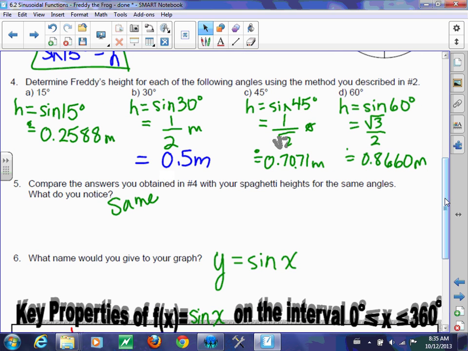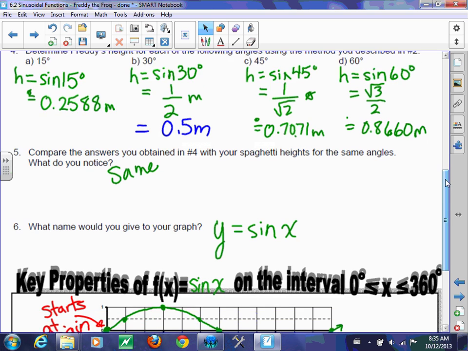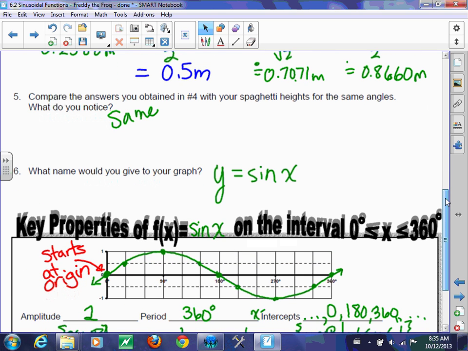Okay, compare your results with your spaghetti heights, and what should you notice? You should notice they're the same. And you're going to say, hey, Ms. R, that was a fun activity, but why the heck did we do that? We did this to introduce one of your basic or parent functions of this unit for sinusoidals, and it's called y equals the sine x curve.